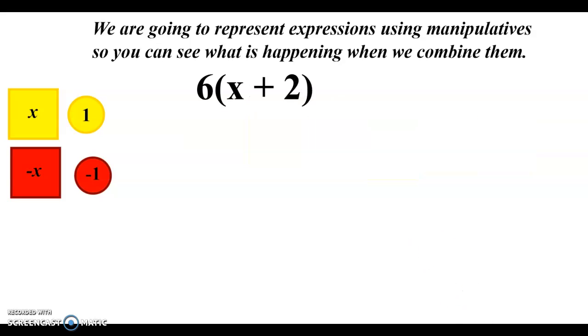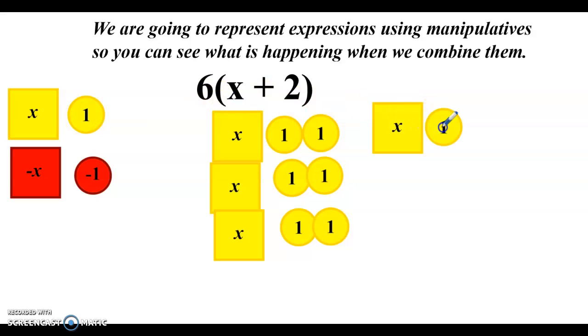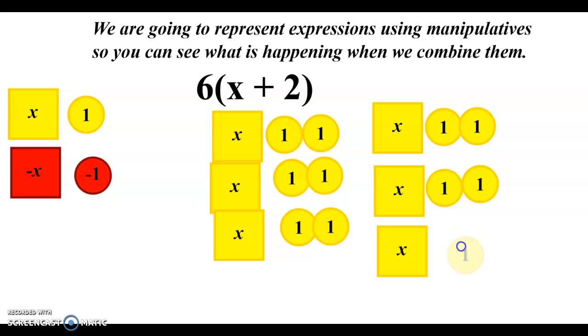Well, when we're distributing, we have something like this. We have 6 groups of x plus 2. So here's one group of x plus 2. Here's a second group of x plus 2. A third group of x plus 2. A fourth group of x plus 2. A fifth group of x plus 2. And a sixth group of x plus 2.